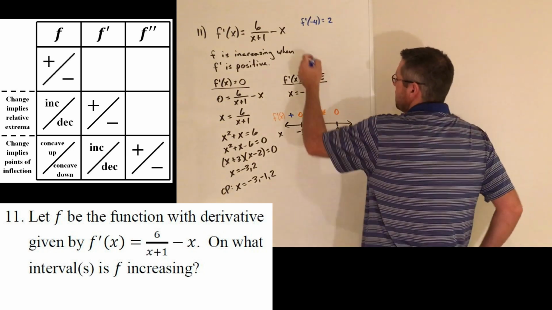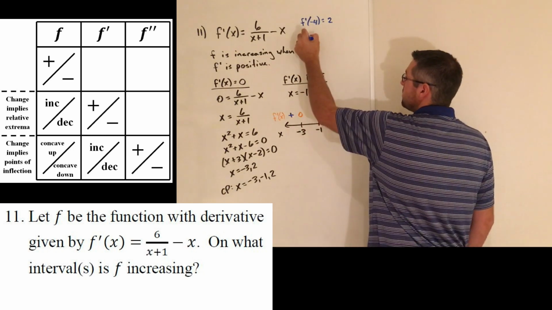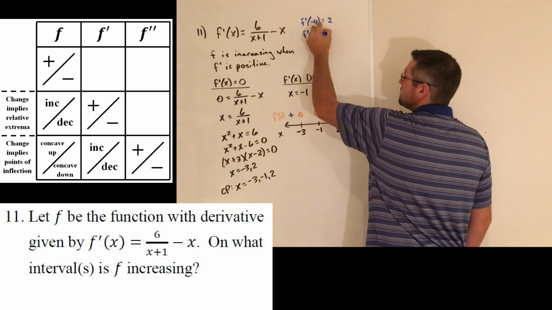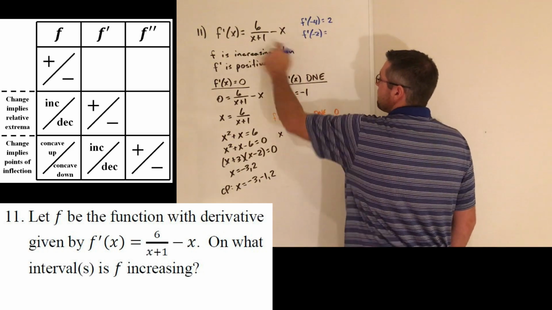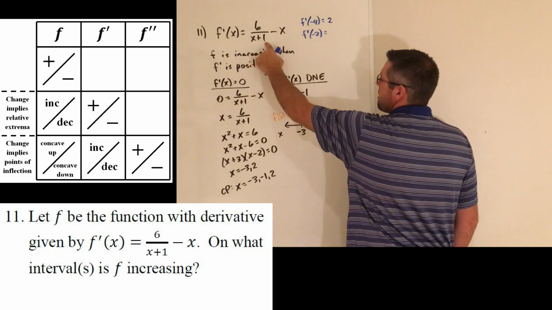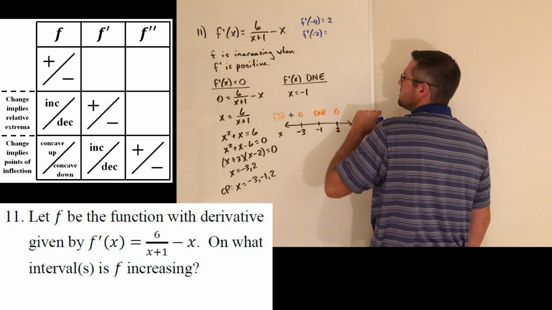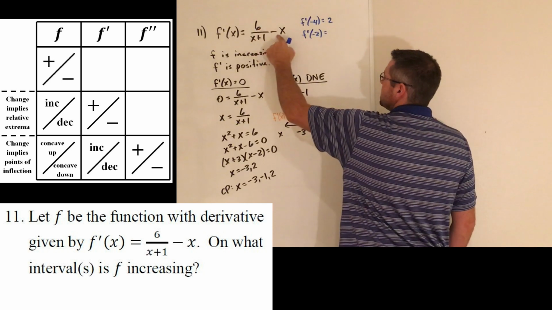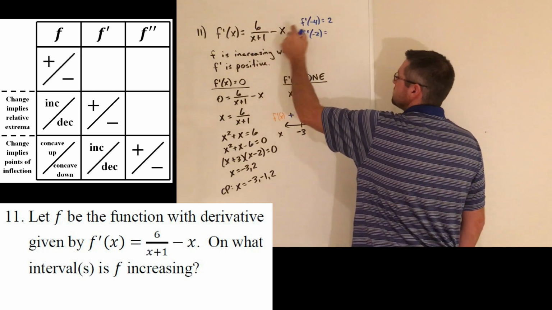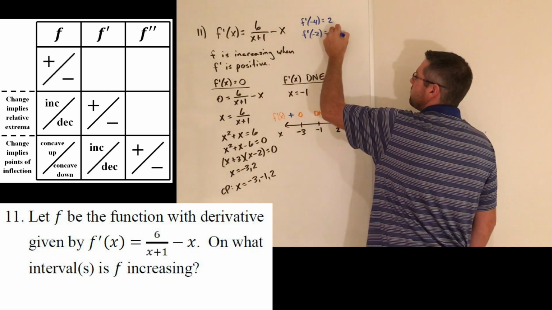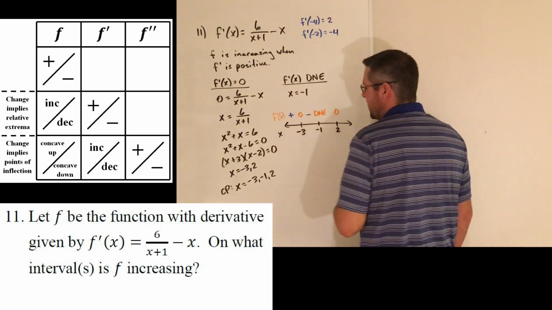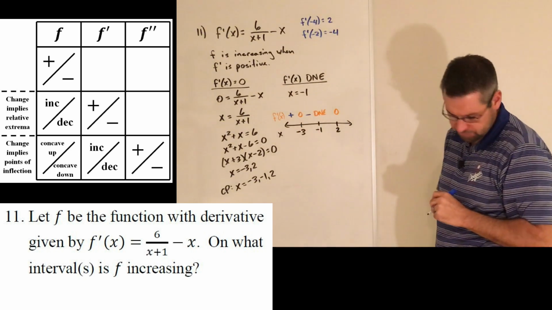And now I'm going to plug in, let's say, negative 2 here. So f prime of negative 2. If I plug in negative 2, the denominator becomes negative 1. 6 divided by negative 1 is negative 6. Negative 6 minus negative 2 is negative 6 plus 2, which is negative 4. So we get negative in that interval.